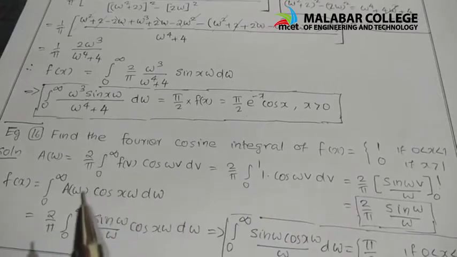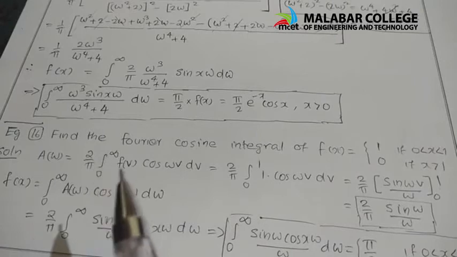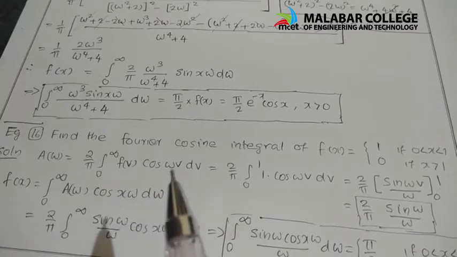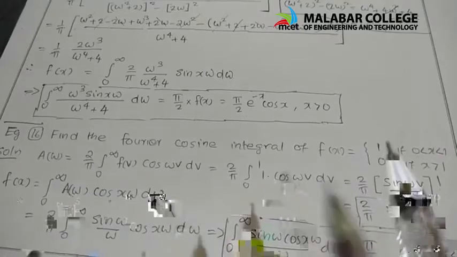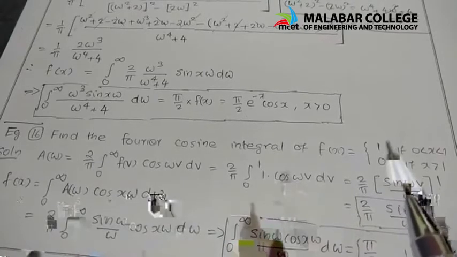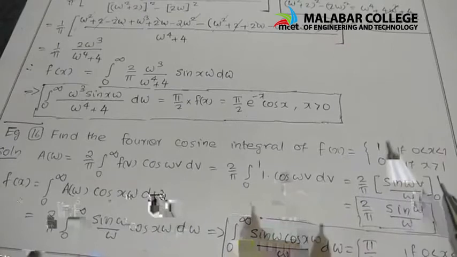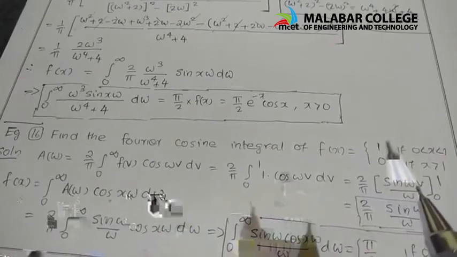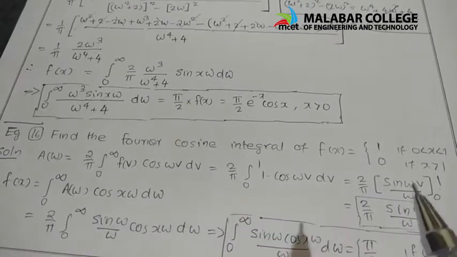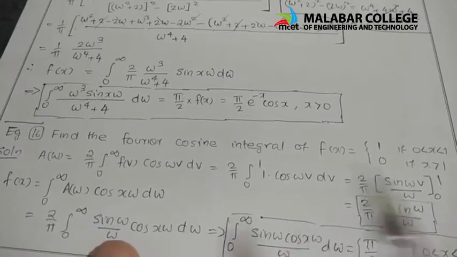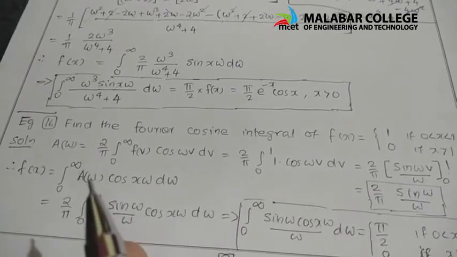This is the cosine formula we have taken. A(ω) is 2/π integral of f(v) cos ωv dv, and f(v) is 1 here, so we substitute that. If we integrate cos, we will get sin ωv by ω. The upper limit is 1, so sin ω into 1 is sin ω, and sin 0 is 0, so you will get only one term. This one term we are substituting in place of A(ω).